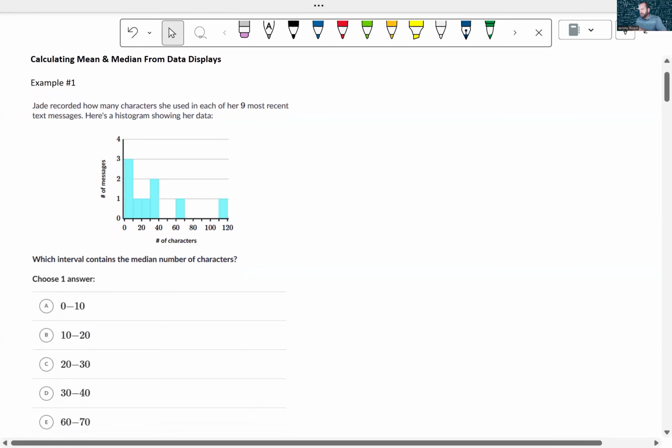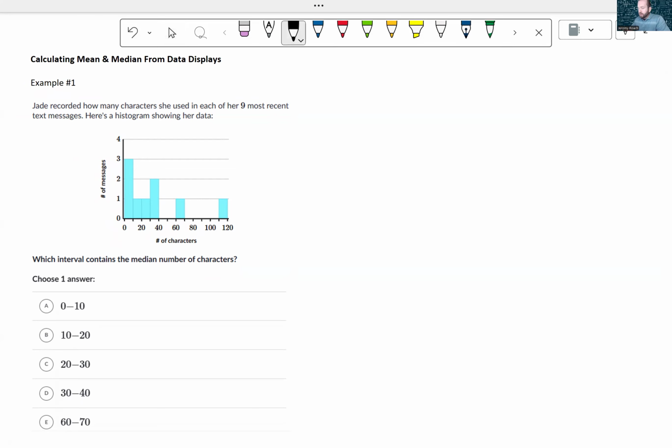So this first example says Jade recorded how many characters she used in each of her 9 most recent text messages. Here's a histogram showing her data. It says which interval contains the median number of characters. So we have a histogram. It looks like we have intervals of 10, even though it doesn't list it there. I'm just going to write a 10 there to make a quick note that those are going up by tens. So to find the median, that's the middle value of our data set.